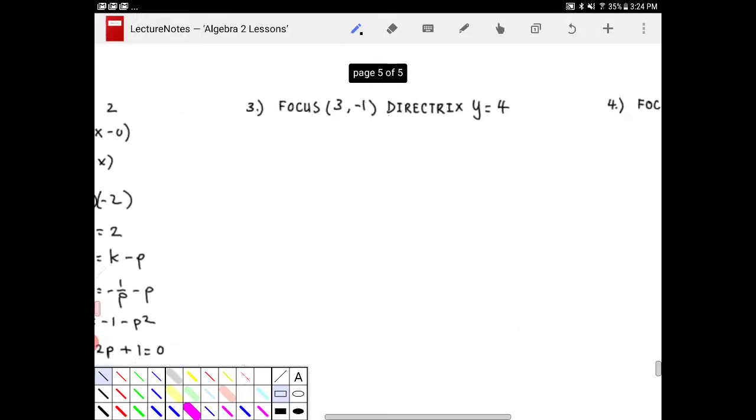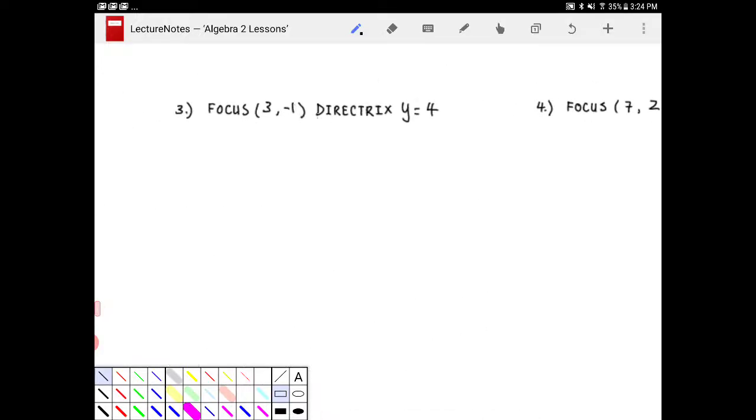Let's take a look at question 3. The focus is (3, -1). The directrix is y equal to 4. Again, I'm going to draw the situation. Whoops. So the situation looks like this. (3, -1). So I am looking at a point that's over here. I'm going to call that (3, -1). And then y equal to 4, the directrix, is somewhere up above. Okay. Now, in order for me to draw this, I am once again going to be dealing with an upside-down parabola.